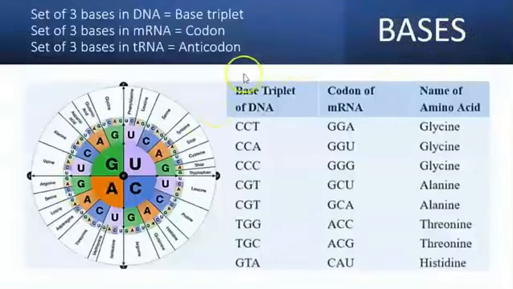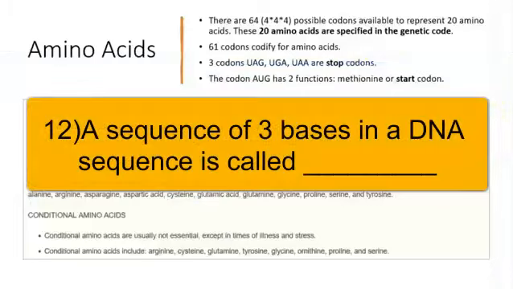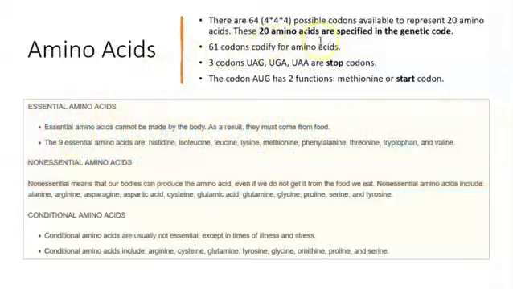Bases, a set of three of them. You can also have it as base triplet, or codon, to make amino acids. UAG, for example, may codify for stop. Another set of three may codify for start. And other sets of three codons codify for different amino acids.